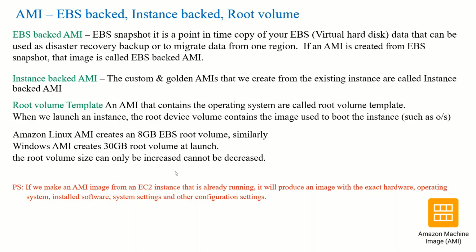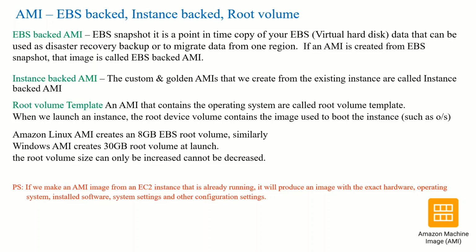Further, we have a few more types of AMIs. What are the different ways and means we can create an AMI? One is called EBS backed AMI, that is Elastic Block Store type AMI. That is, you can take a snapshot of your hard drive, EBS. It is a point in time copy.